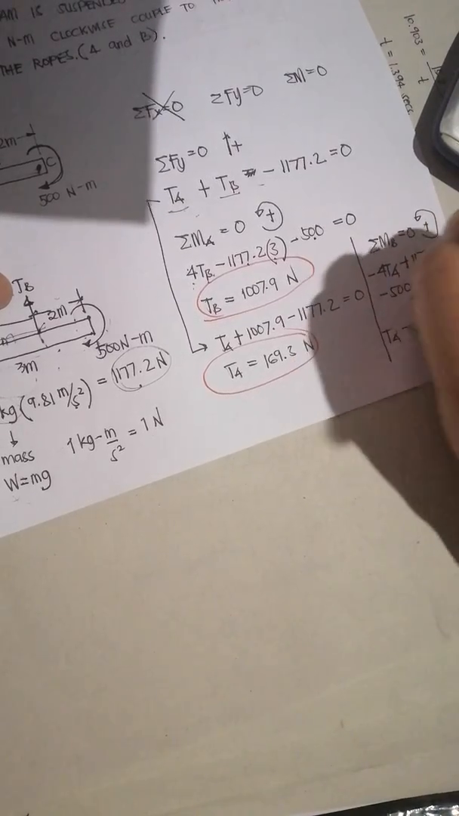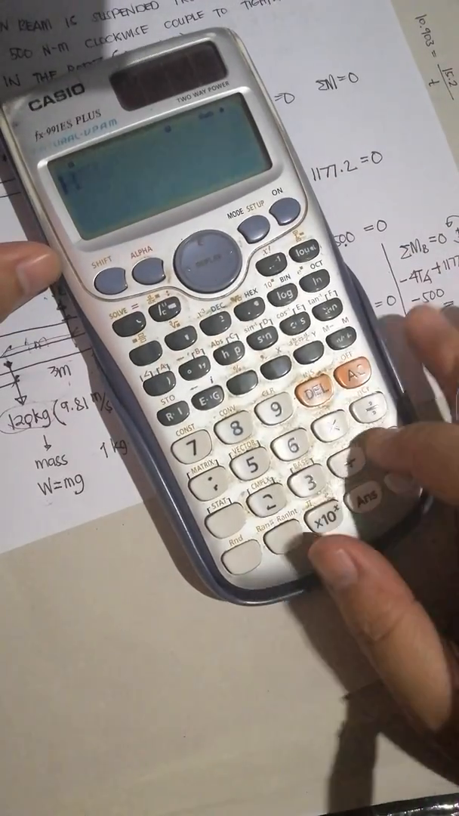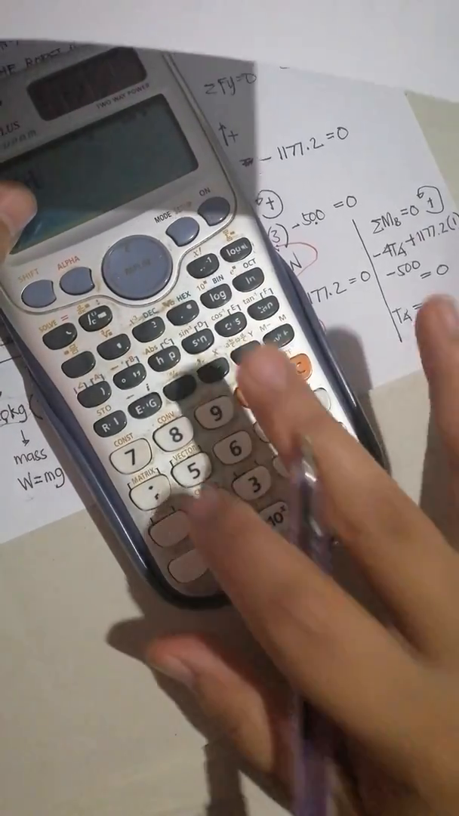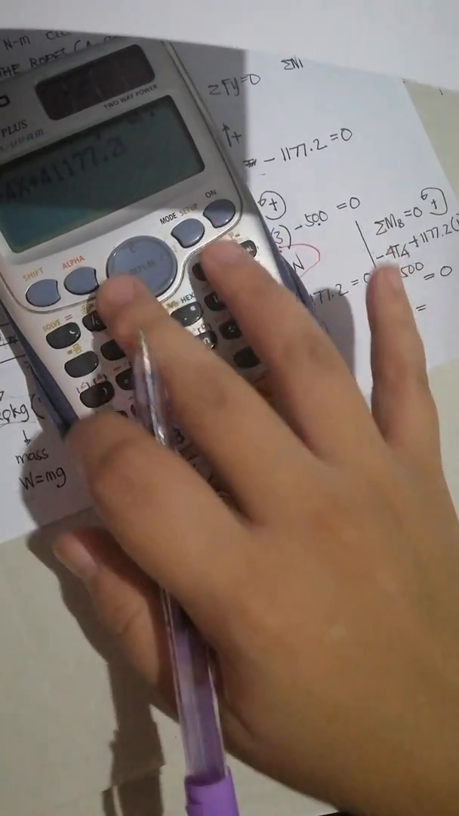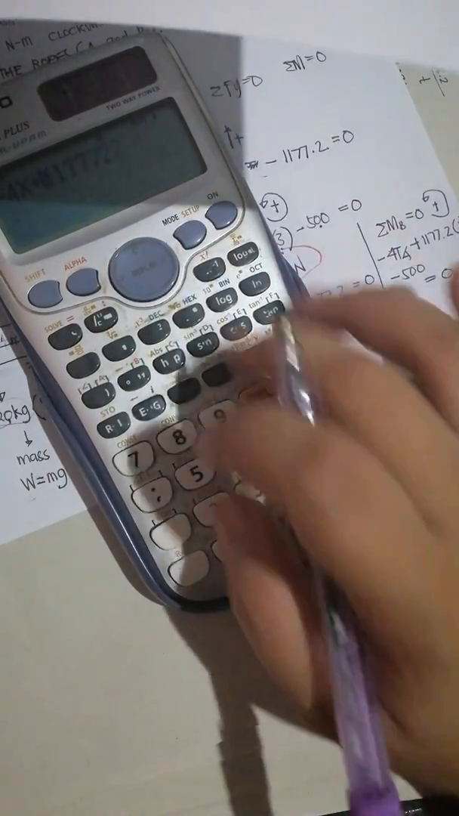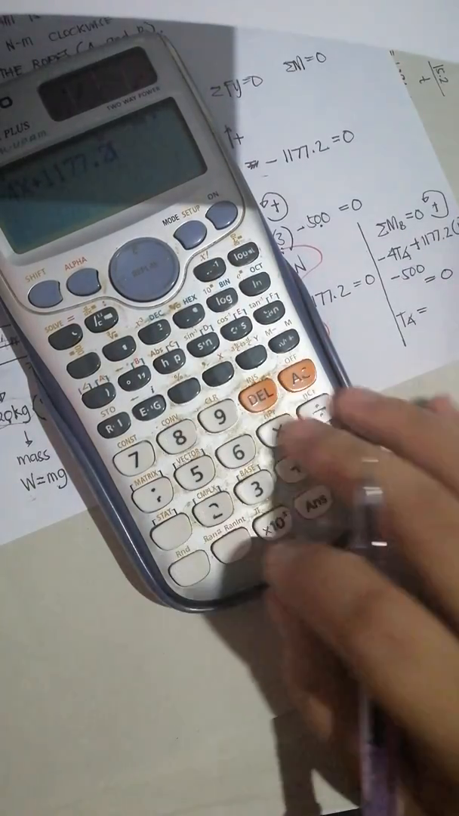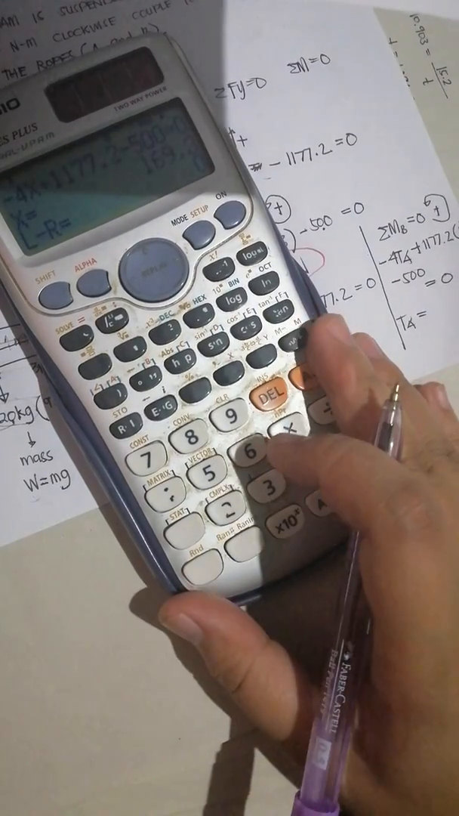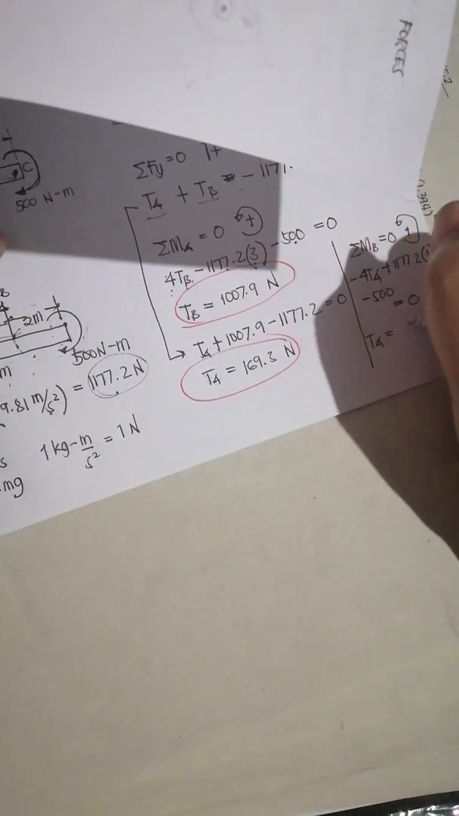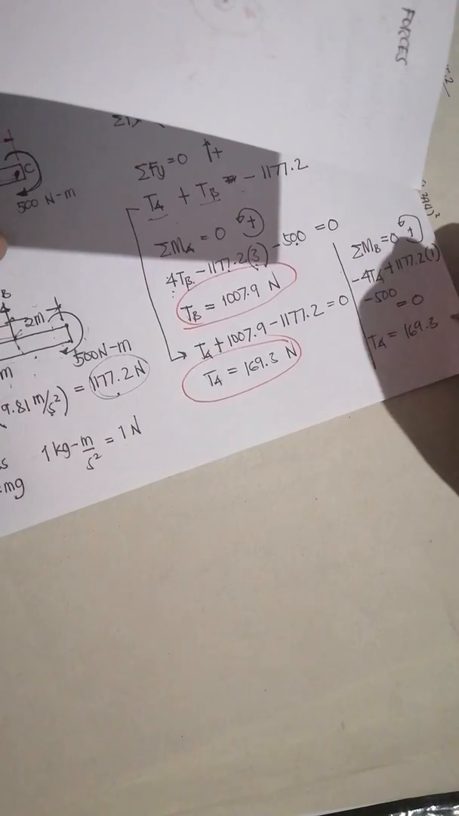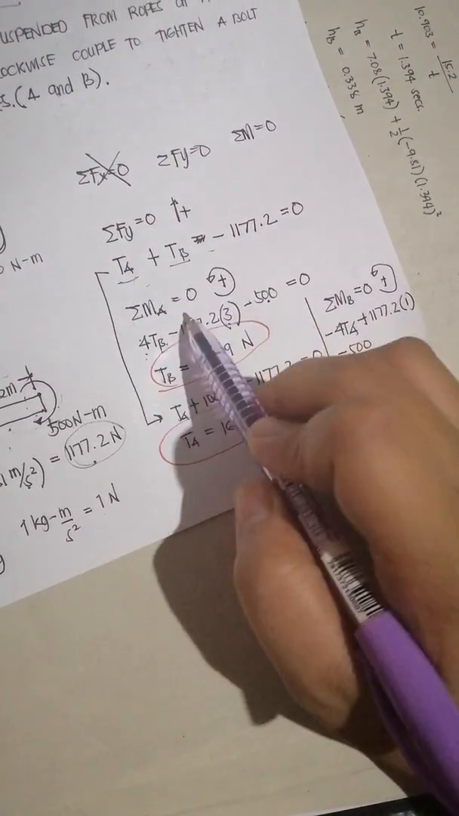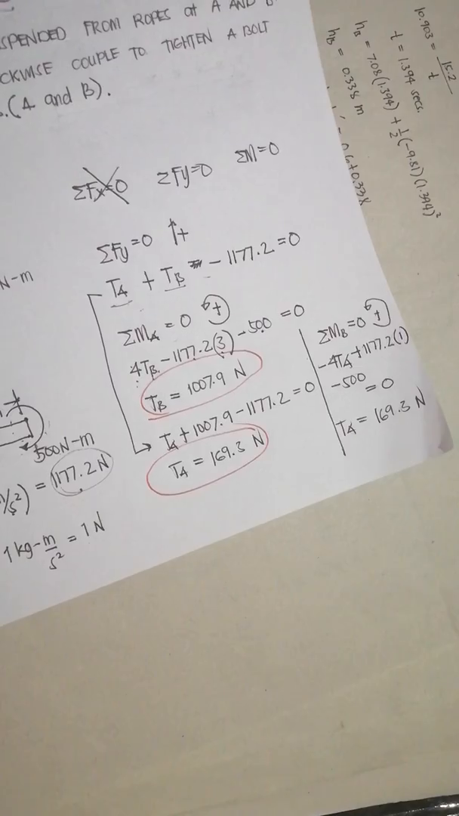So for TA, you'll have negative 4 TA plus 1177.2 minus 500, and it is still 169.3. This is the advantage of the summation of moments equals 0, because you could actually sum up moments anywhere in the system.